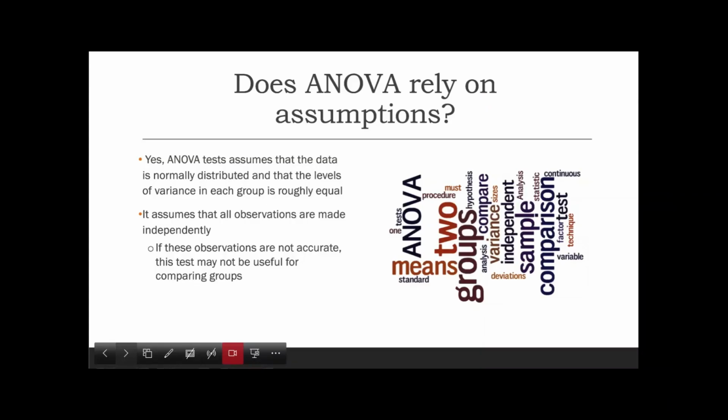Does the ANOVA rely on any assumptions? Yes, the ANOVA test assumes that the data is normally distributed and that the levels of variance in each group are roughly equal. It assumes that all observations are made independently, and if these assumptions are not met, then this test may not be useful for comparing these groups.